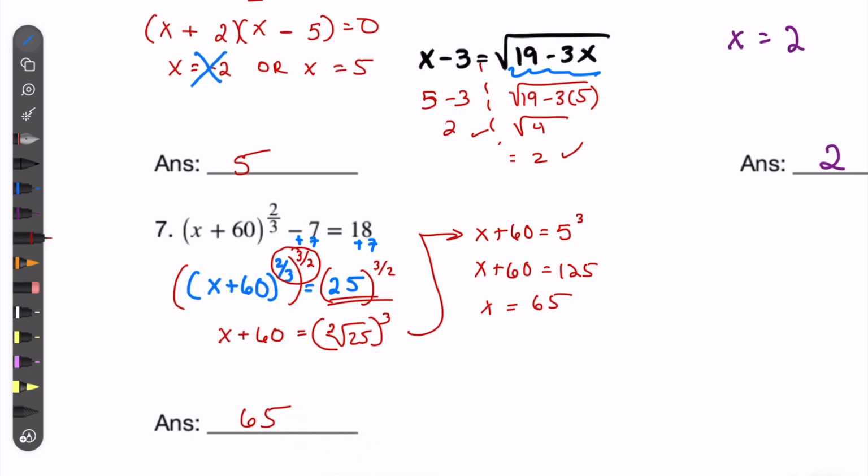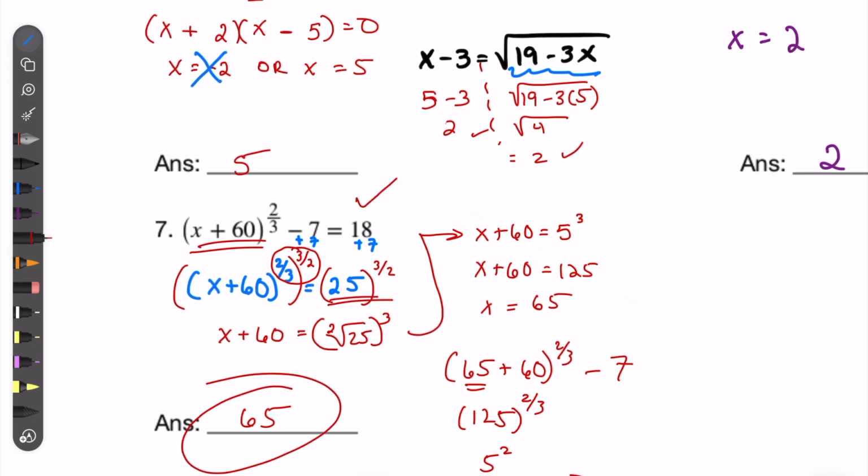I am going to check that to make sure it's not extraneous. So I put the 65 into the left side of the equation. I cube root the 125 and square it. There's the left-hand side. Oops, then minus 7. I got to put that in there. So left side came out to 18. Yeah, that checks. I'm done.